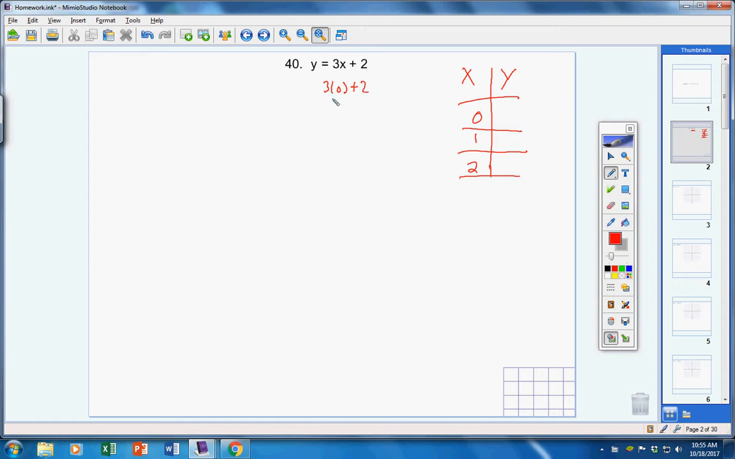3 times 0 is 0. Plus 2 is 2. Alright, so that's an ordered pair: 0, comma, 2. Let's substitute 1 in for x. 3 times 1 is 3. Plus 2 is 5. That's another ordered pair. And then we're going to substitute 2 in for x. 3 times 2 is 6. Plus 2 is 8. And there's another ordered pair.